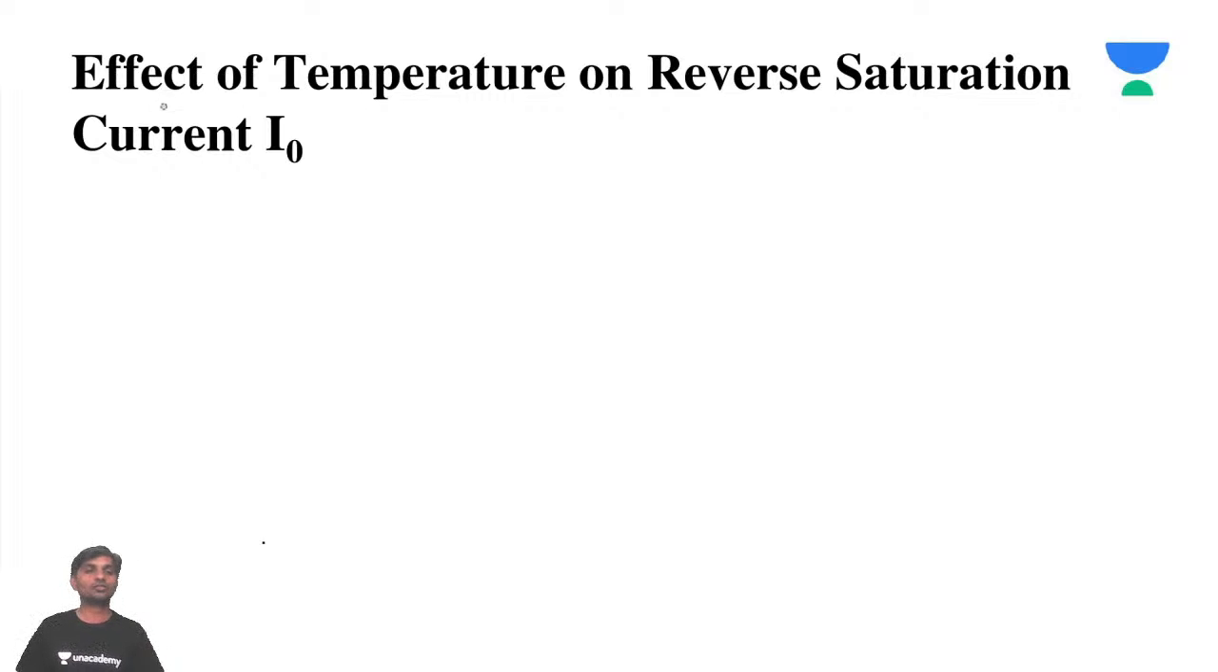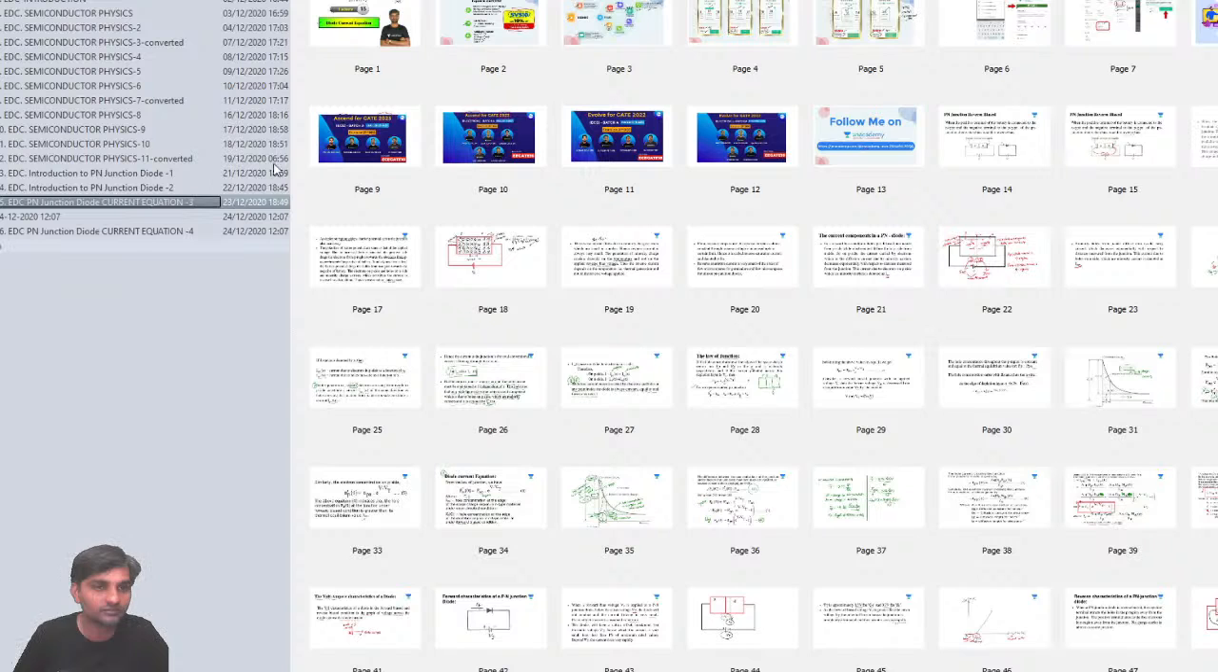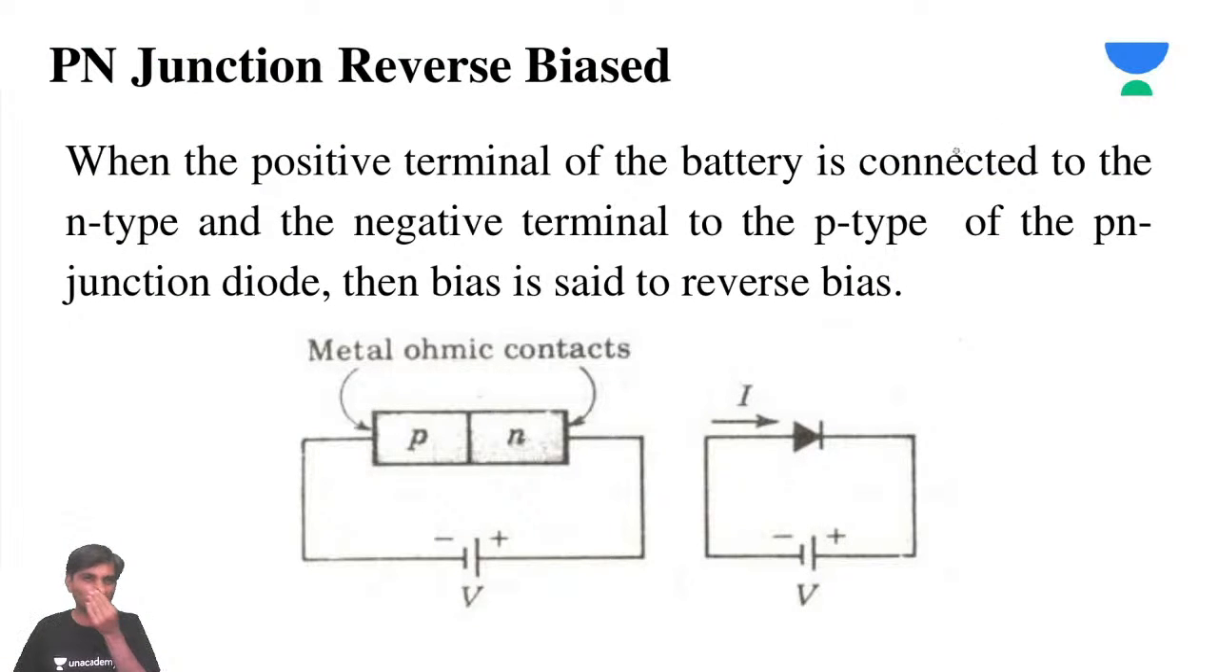Today's topic is going to be the effect of temperature on reverse saturation current. Before starting today's topic, just go back and see what we discussed in the previous class. We started our discussion with what is PN junction reverse bias. What do you mean by PN junction?